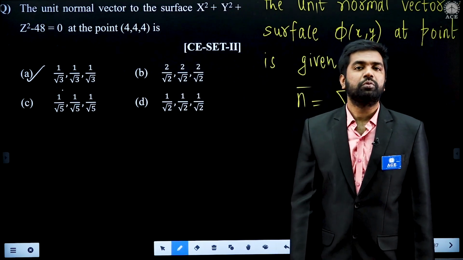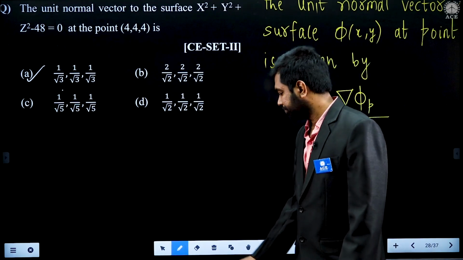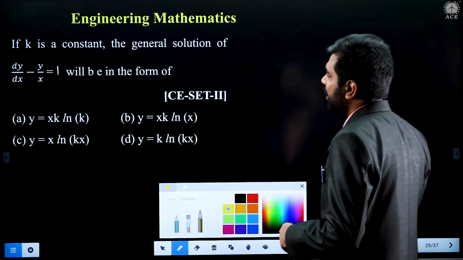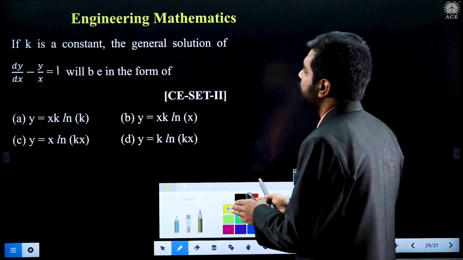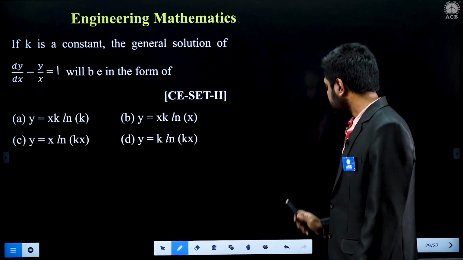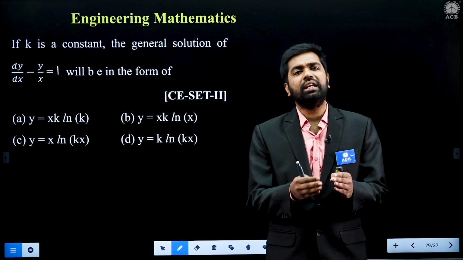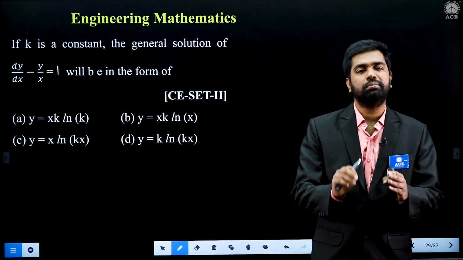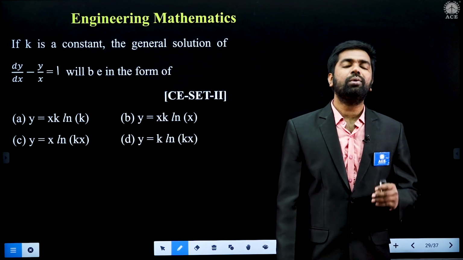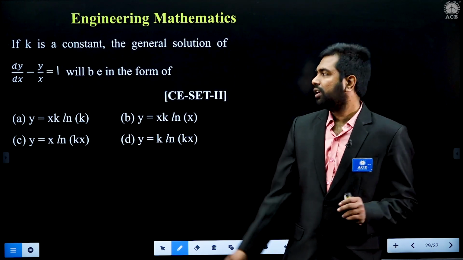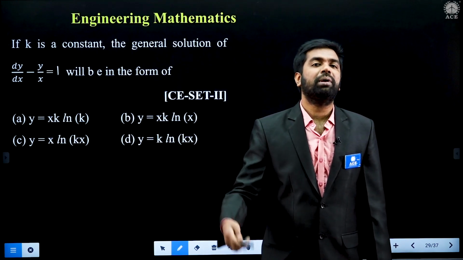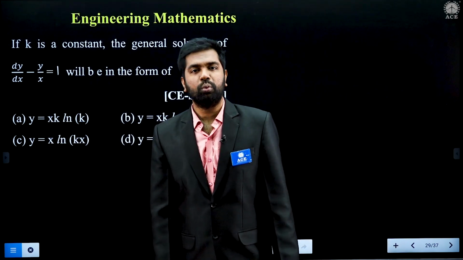So we are done with this question as well. Let's look at the next problem. If k is a constant, the general solution of this differential equation will be dash. Now when I read this, it reminds me of dy by dx plus py equal to q, where p and q are functions of x. If you compare, in the place of p I have minus 1 by x, and in the place of q I have 1.